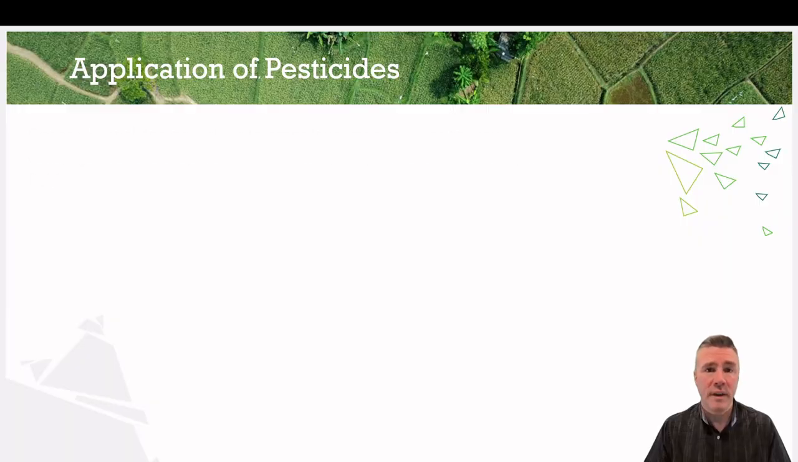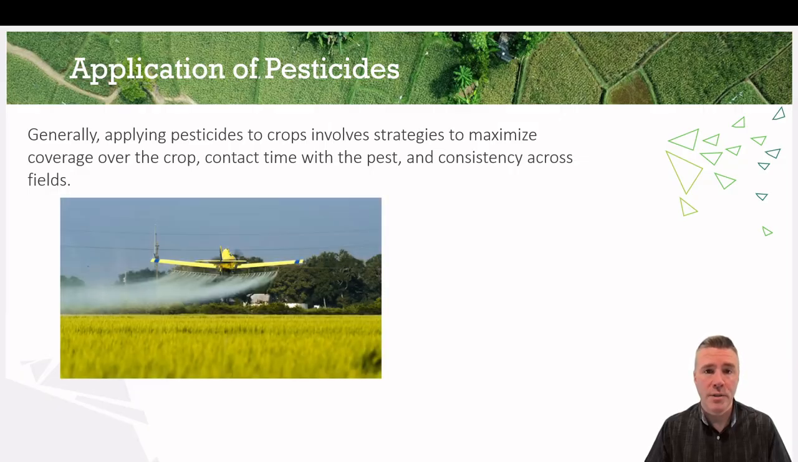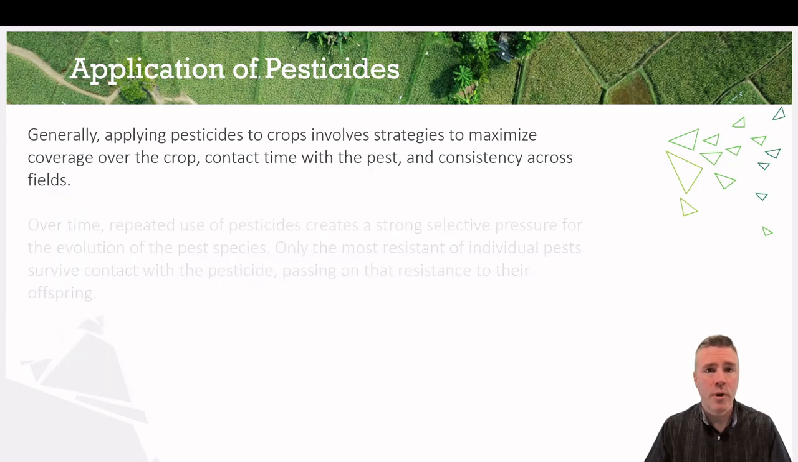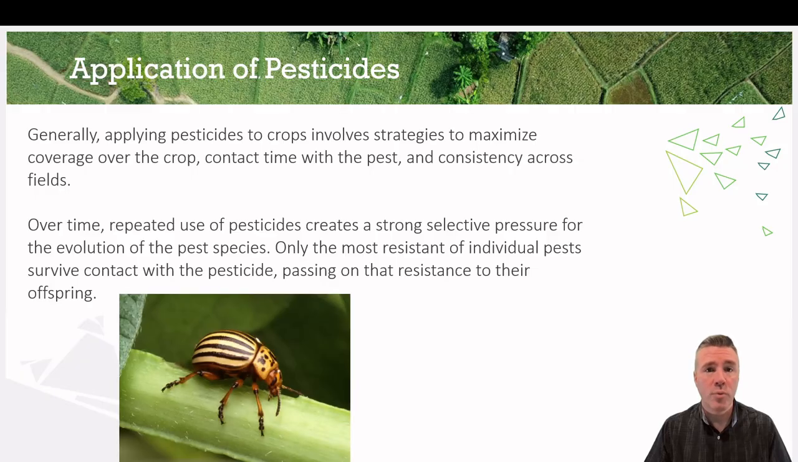Applying pesticides effectively requires even coverage across the crop and enough contact time to ensure the chemical works as intended. Farmers may use large-scale sprayers or aerial application to maximize uniformity, especially in crops like corn or soybeans. Over time, however, repeated pesticide use creates a strong selective pressure on pest populations. We've seen this with the Colorado potato beetle, which has evolved resistance to more than 50 different insecticides across multiple chemical classes.